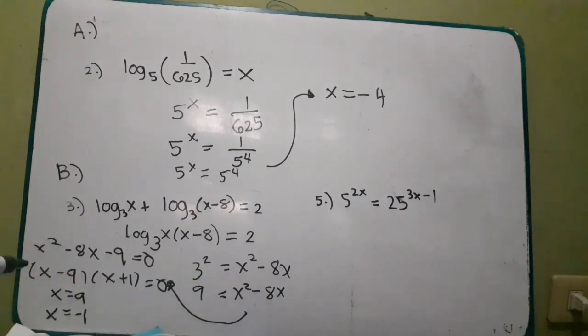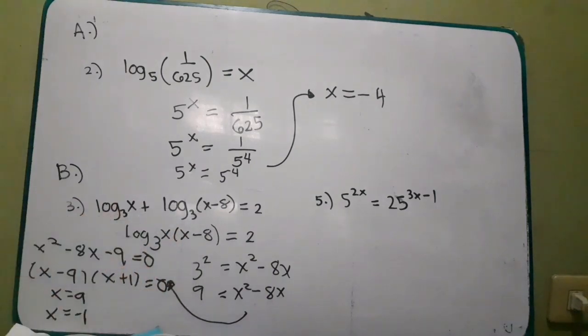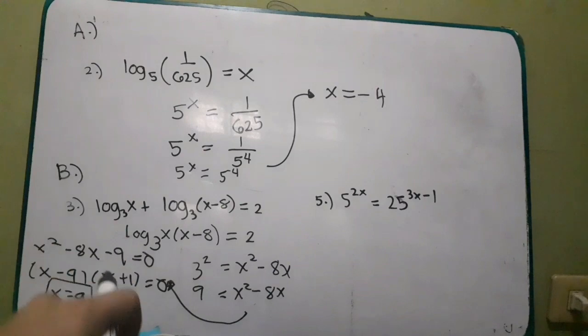But to make sure, we should check. So if you have your calculators, let's check x is equal to 9 and x is equal to negative 1. And then we can see that negative 1, when you substitute it into the function, gives a syntax error. Why? Because if you put negative 1 here, negative 1 minus 8 is negative 9, and that is not allowed. So x is equal to negative 1 is an extraneous root. But our answer is x is equal to 9.